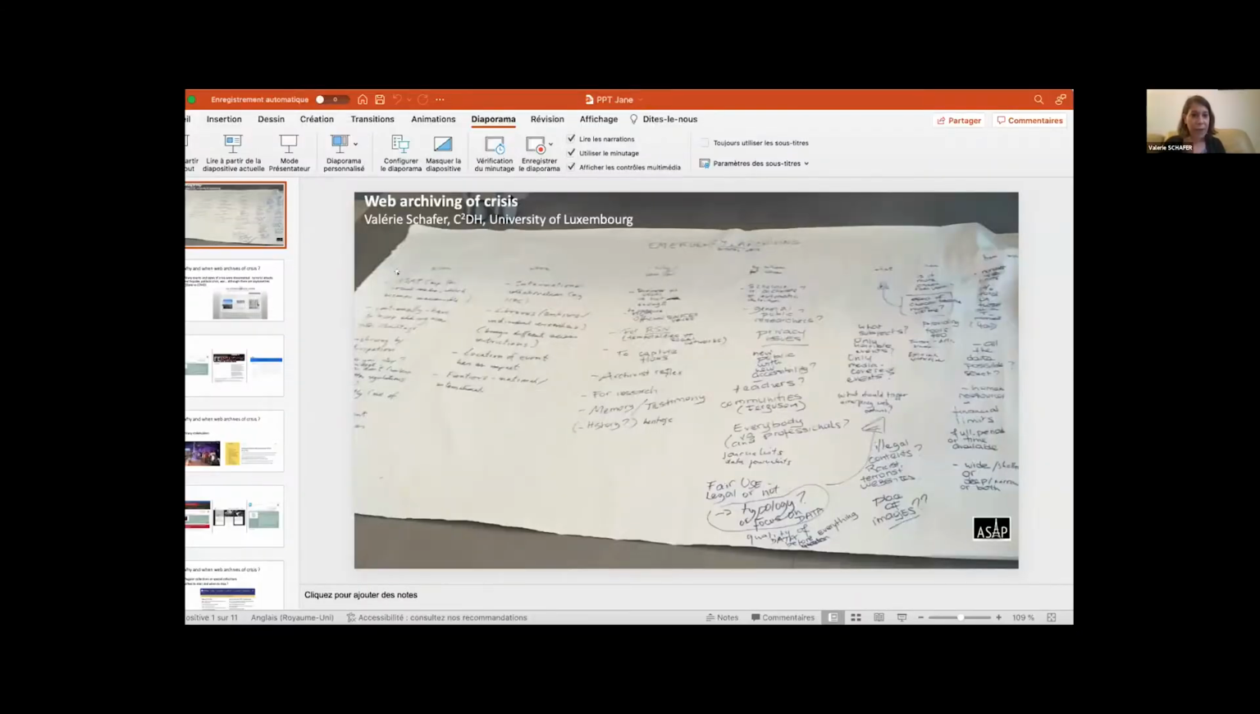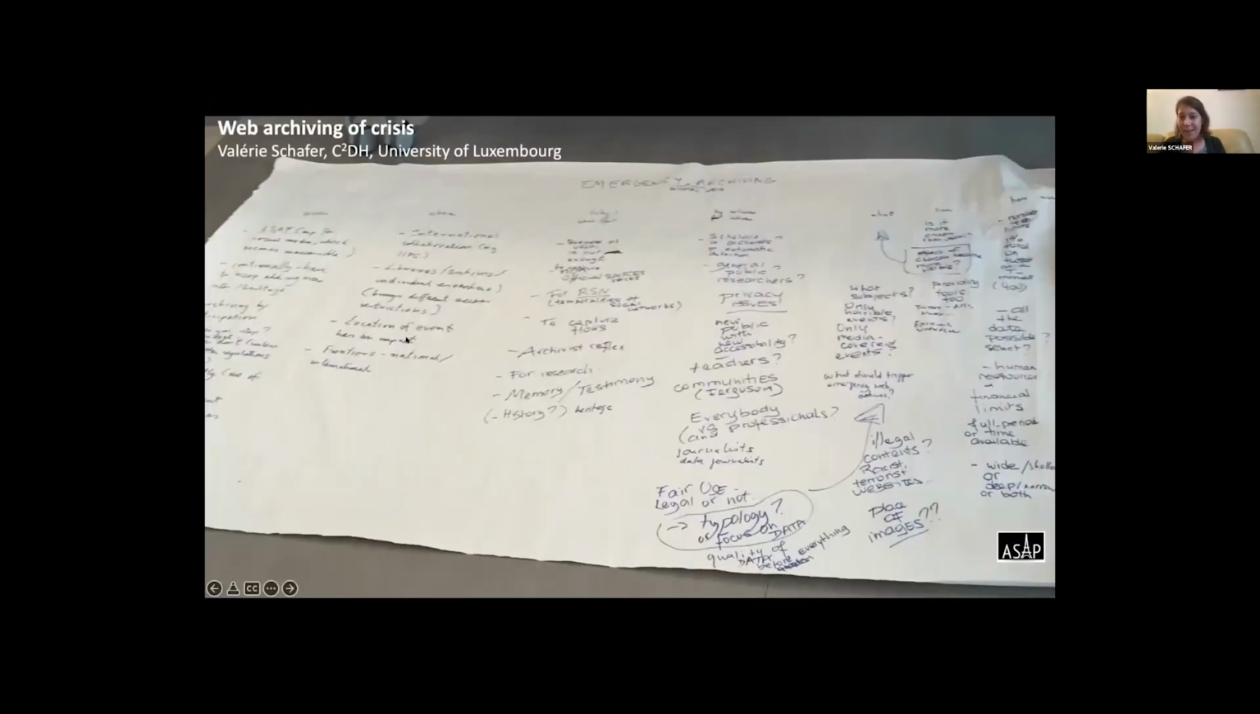And I start with a small memory for you, Jane. You should recognize this paper because we worked on it together. It was a few years ago, in 2016, when we were working together on a project entitled ASAP, Archive Sauvegarde Attentat Paris. It was related to the terrorist attacks that happened in 2015.